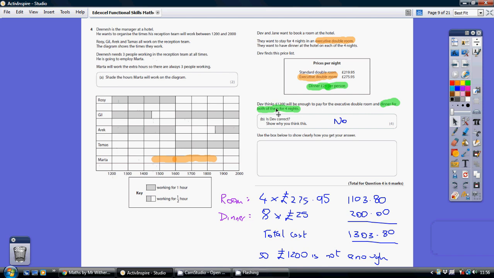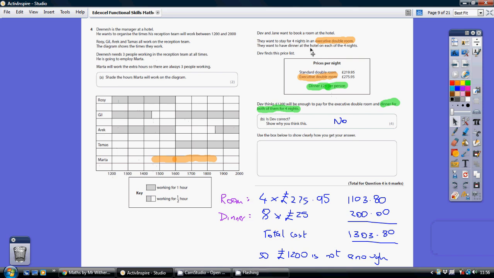Now for part B, Dev and Jane want to book a room for the hotel, four nights in the exclusive double room. Well, the exclusive double room is £275.95 per night for both of them, and then dinner is £25 per person, and they want to book dinner for both of them for the four nights. So has Dev got enough money?